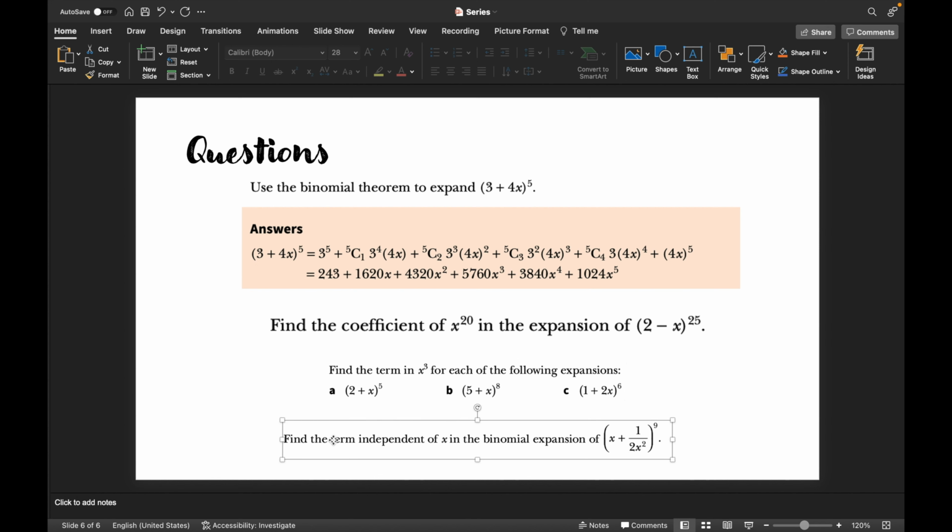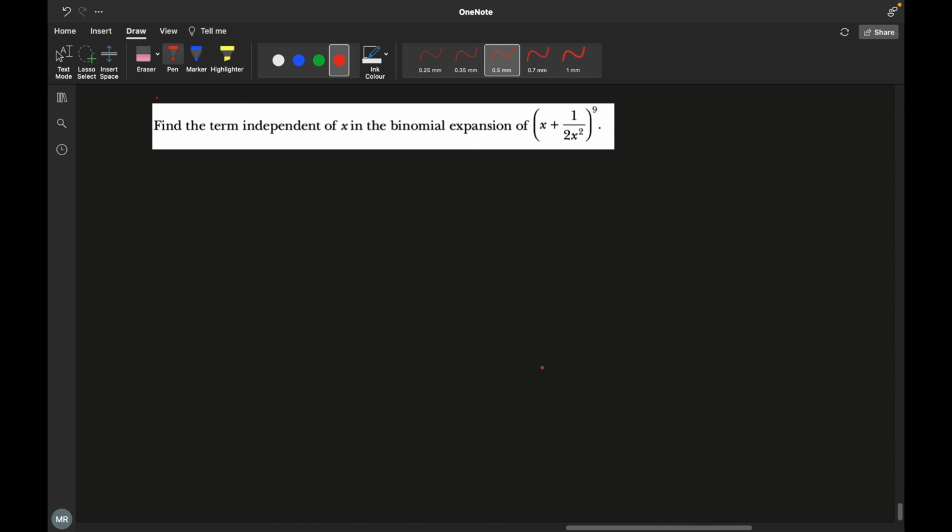Let's solve this one. So we have to find the term independent of x. The meaning of independent of x means the power of x is 0. That is what the term independent of x means. That means it has no x term. And the only way that is possible is if x to the power of 0 exists. So we know that something to the power of 0 is always 1. And so that's the principle we're going to use here. We have x, and then we have 1 divided by 2x squared.